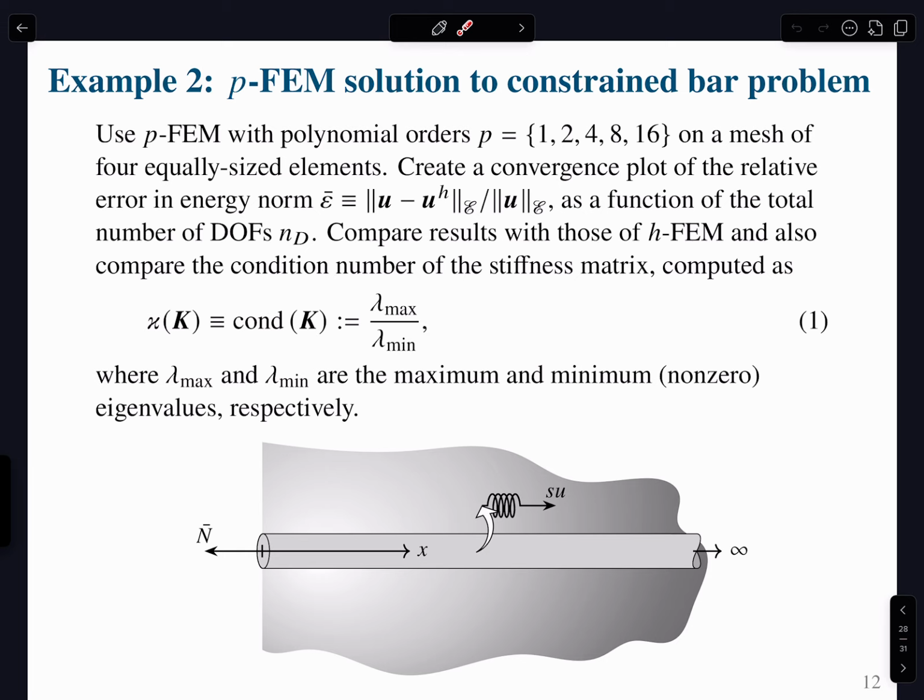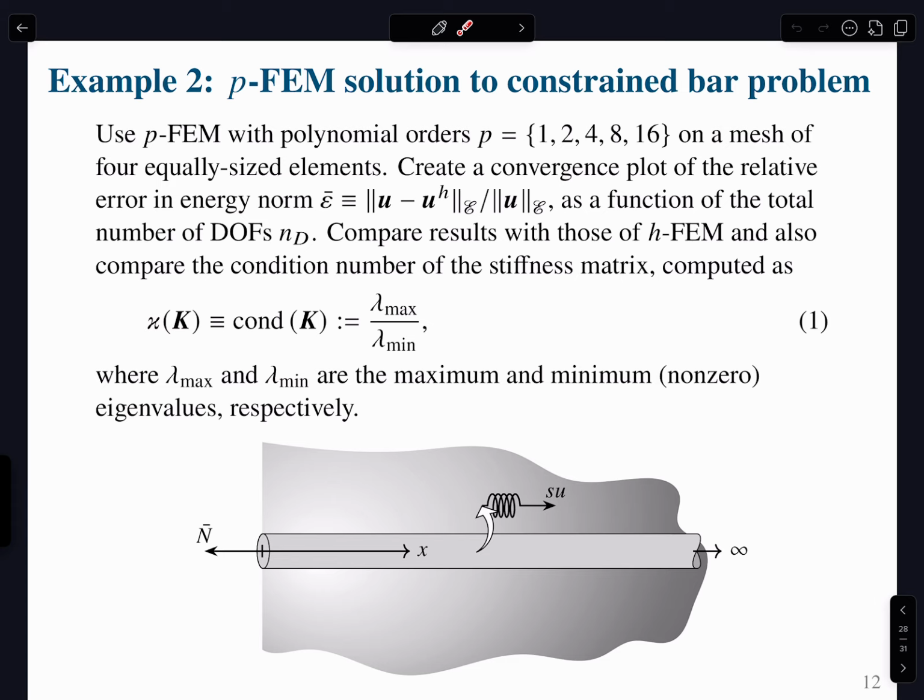And that makes a lot of sense, because the effort that is needed to solve my system of equations is directly proportional to the size of the matrix, and that is the total number of degrees of freedom. Compare results with those of ℎ-FEM, and also compare the condition number of the stiffness matrix computed in this form, where lambda max and lambda min are the maximum and minimum non-zero eigenvalues respectively.